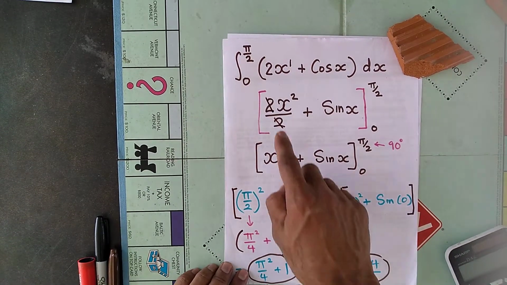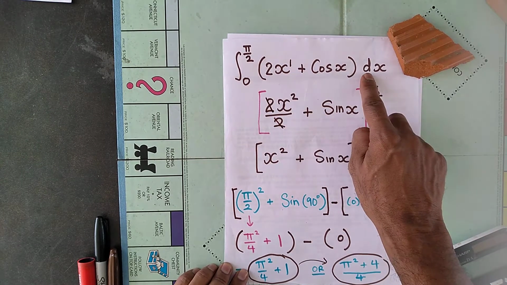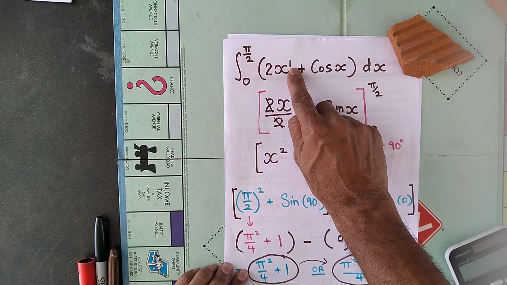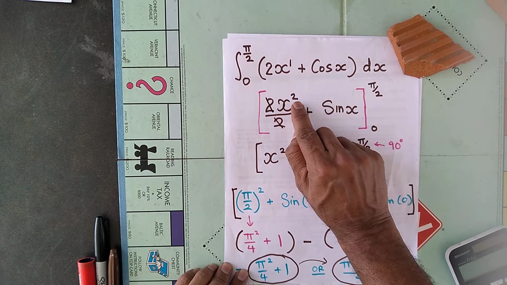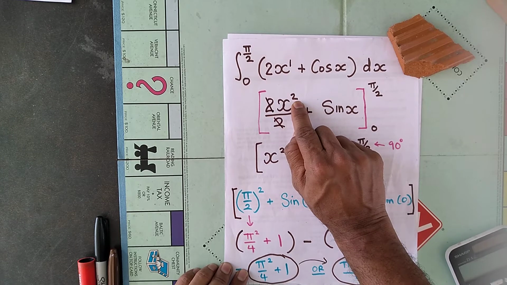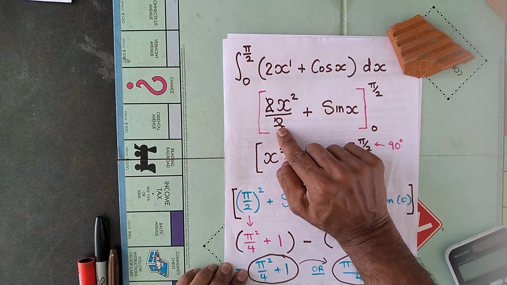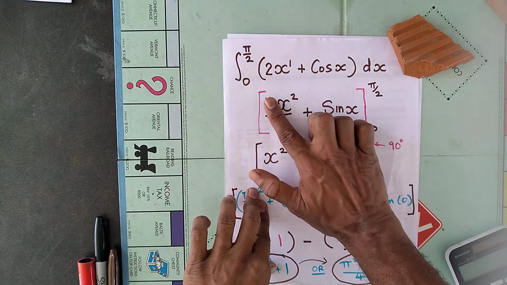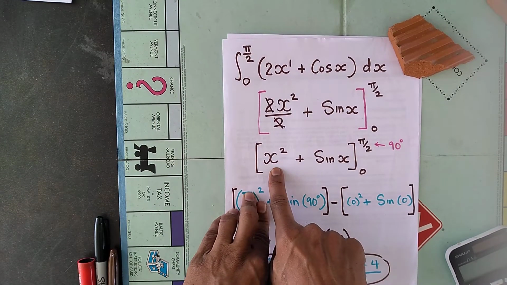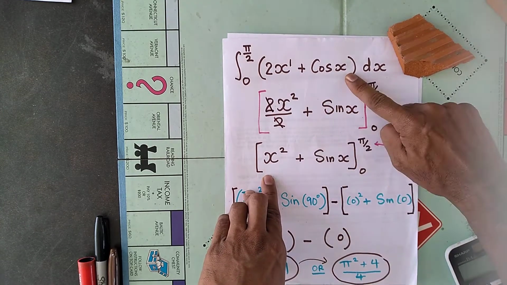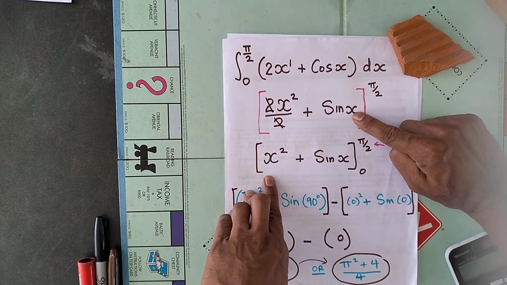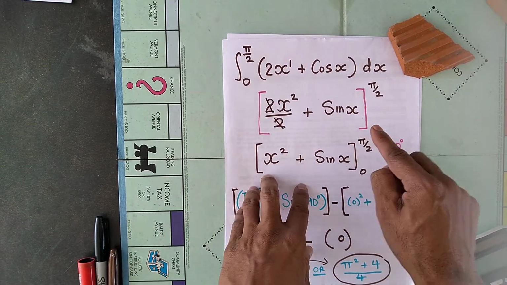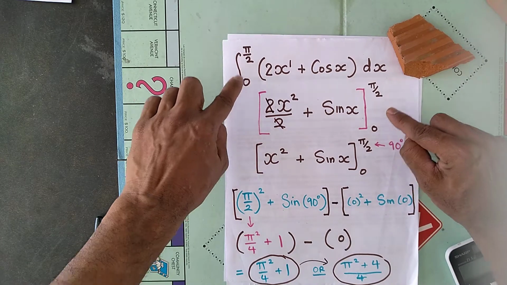When you integrate this, remember x is really x to the power 1. So when I'm integrating, I add 1 to the power, so I get 2, and remember you have to divide by the new power, which is 2. But there's a 2 waiting here, so the 2 and the 2 cancel out to leave you with x squared. When you integrate cos x, you get sine x. So when you finish integrating, you're going to put back the limits, the 0 and the pi on 2.